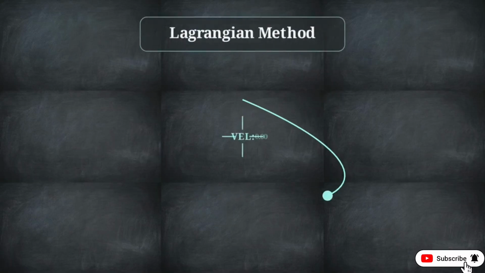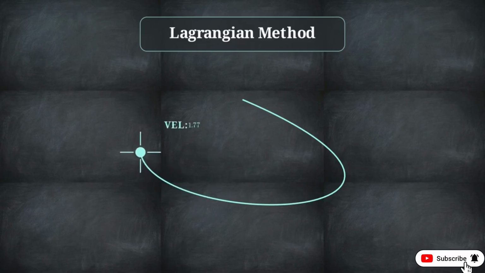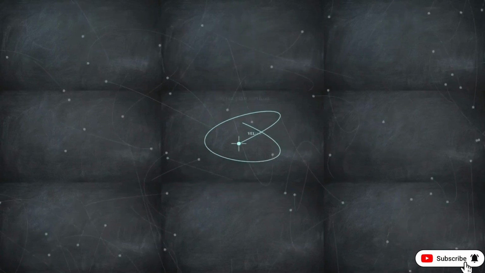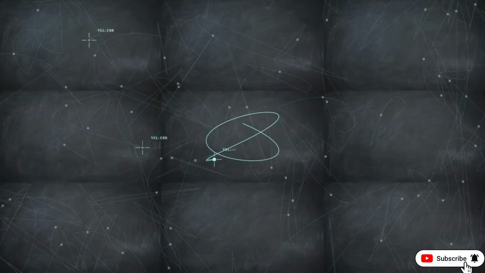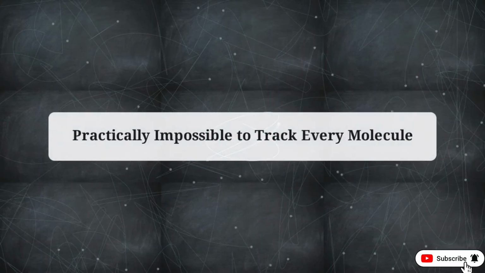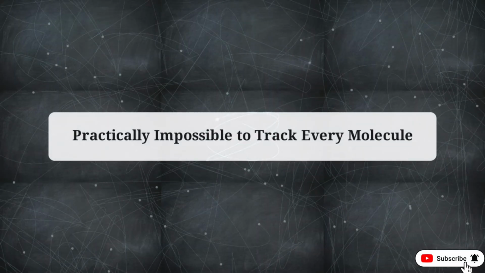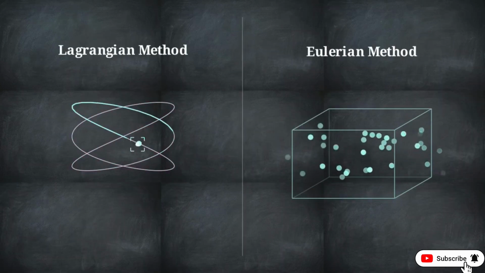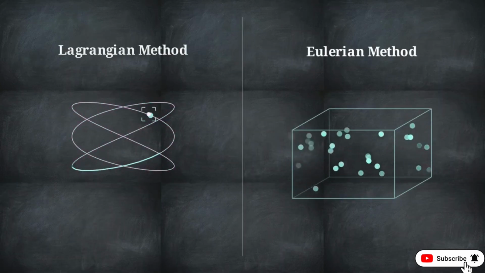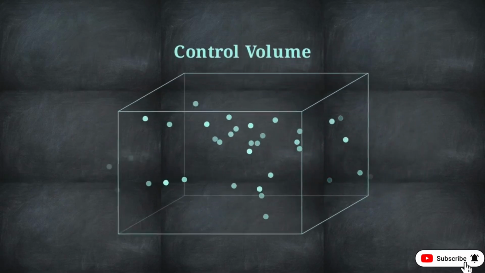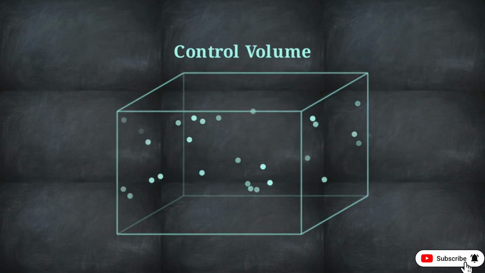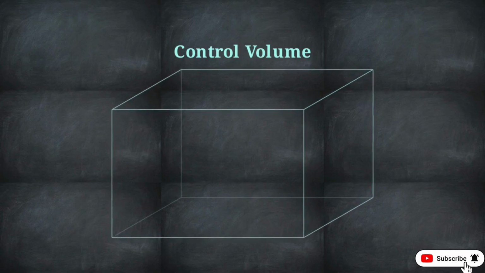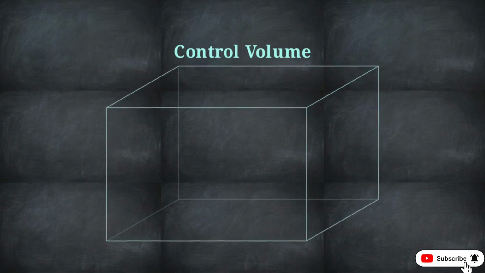One option is the Lagrangian method, where you try to track the precise path and speed of one individual fluid particle as it travels through space. In practice, doing this for billions of molecules is practically impossible. The Eulerian method offers a more practical lens. We observe a fixed region in space and measure the flow passing through it. Establishing this fixed Eulerian control volume is the mandatory first step before any fluid flow mathematics can be written.